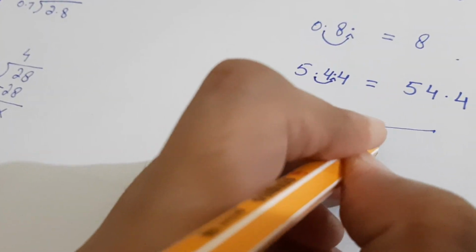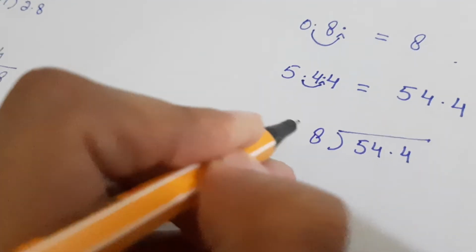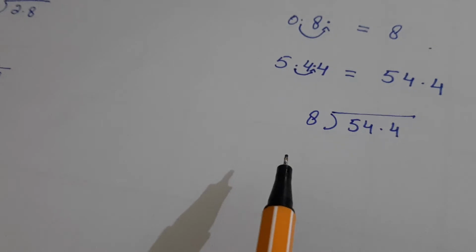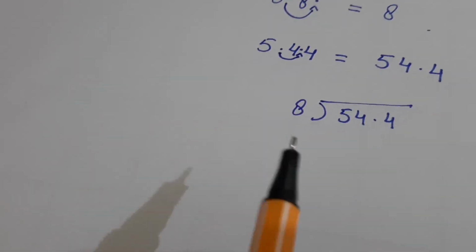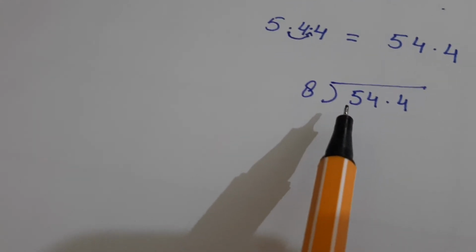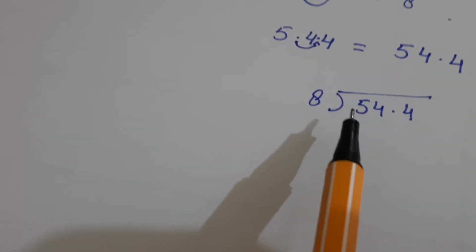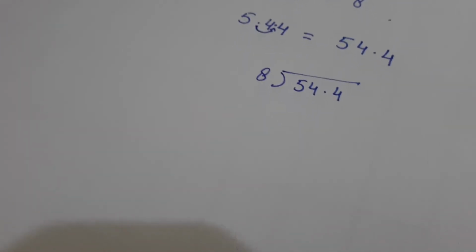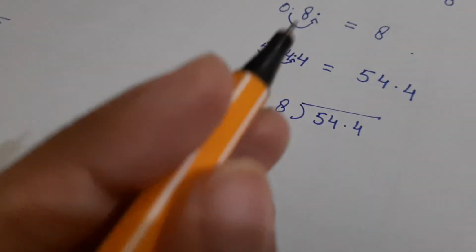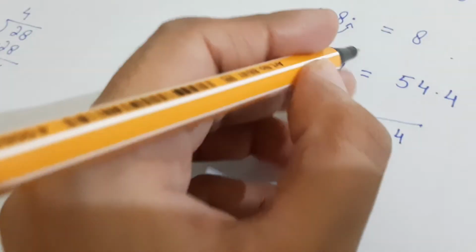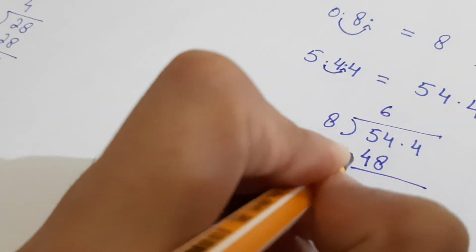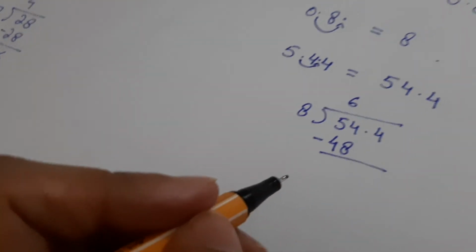So 54.4 divided by 8. Okay, so now what is the number that is smaller than 54 in the table of 8? First of all, definitely we are going to check the first digit. 5 is not divisible by 8. We know that. So we are going to take the 4 as well. It becomes 54. Now 54 divided by 8 is how much? Well, 54 is not exactly divisible by 8. Rather, we have another number that is smaller than 54, and that is 8 times 6 is 48. So 54 minus 48 is how much?